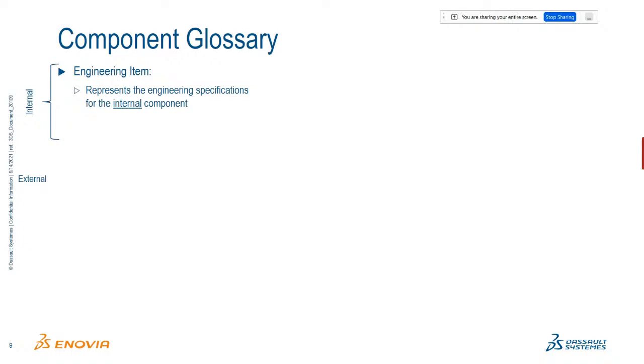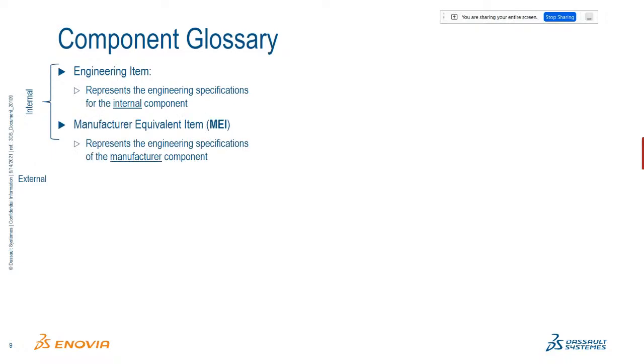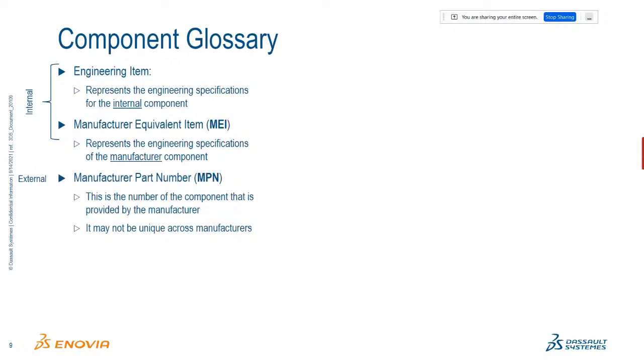So back to the glossary, and I'm repeating a bit what Frederick said here. We have the engineering item that represents all the engineering specifications for the component that is developed internally in the company. On the other hand, we have also those specifications that represent the engineering specifications of the component, the way we get it from the manufacturer, and that's what we call manufacturer equivalent item, or MEI. I probably will continue talking of MEI because manufacturer equivalent item is a little bit too long to say all the time. So let's remember that MEI is always the manufacturer equivalent item.